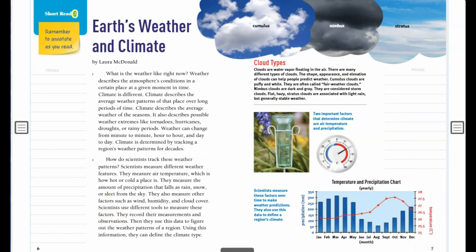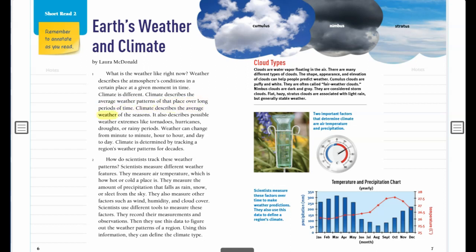Short read 2. Remember to annotate as you read. Earth's Weather and Climate by Laura McDonald. What is the weather like right now? Weather describes the atmosphere's conditions in a certain place at a given moment in time. Climate is different. Climate describes the average weather patterns of that place over long periods of time.